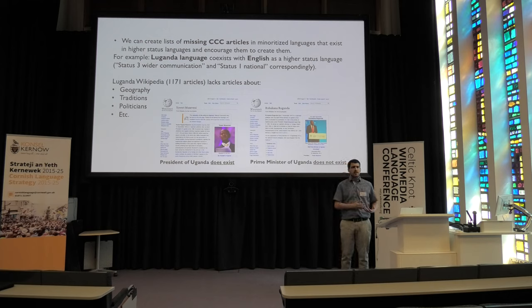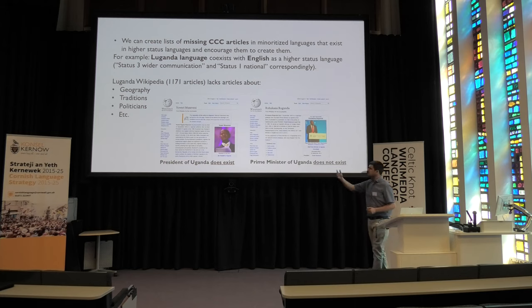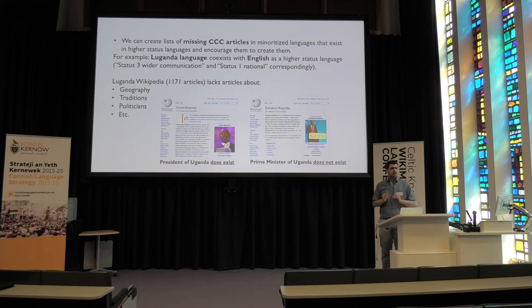And we can look at it in the language of higher status, in this case, English. And we see that the president of Uganda exists in the Uganda CCC, but the prime minister of Uganda does not exist. We can see here the gap, and we can create this list of articles that should be the first ones to be covered by a minoritized language, just by looking at the language of higher status.